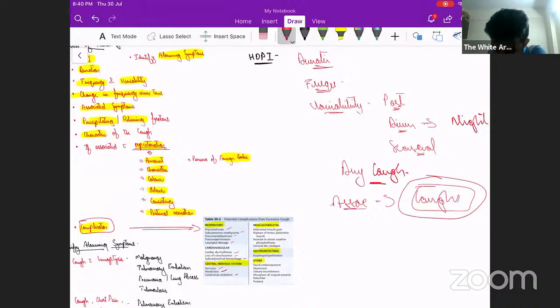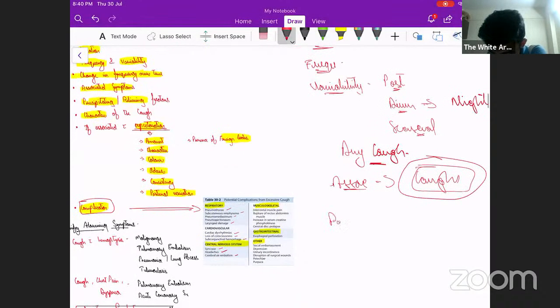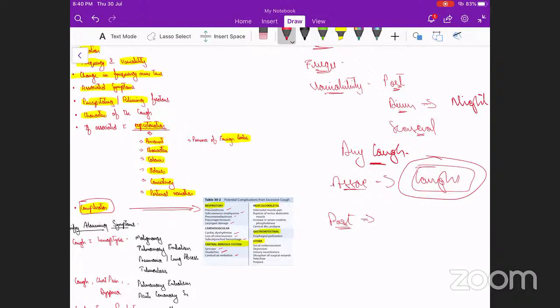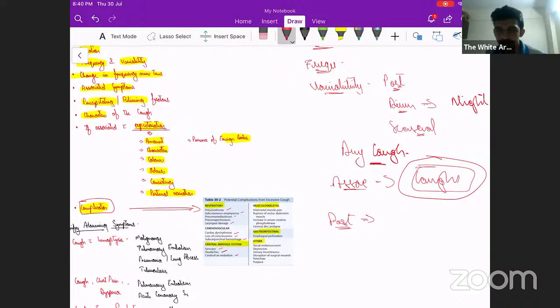So next comes past history. You will ask for allergy and all. Past history, what all would you like to ask for? History of allergy was not present. History of TB was not present. Any medicine allergy? Medicine allergy was not present in this kid. Asthma or wheeze? No wheeze was present. No history of previous asthma was present, Sharanya.